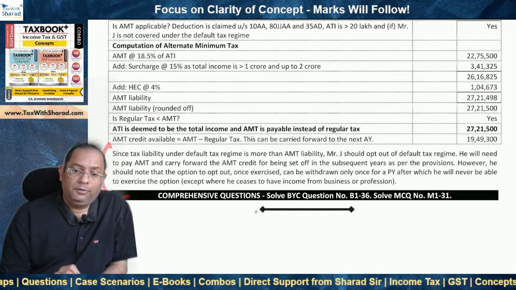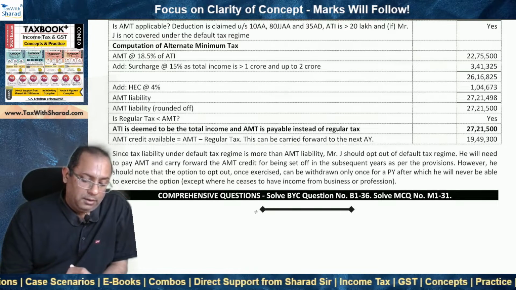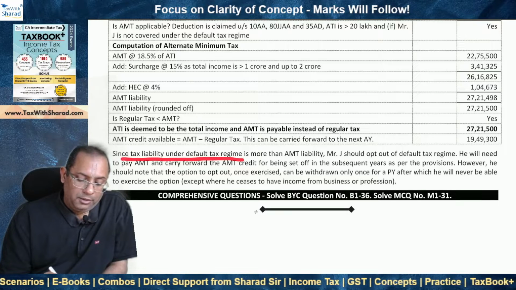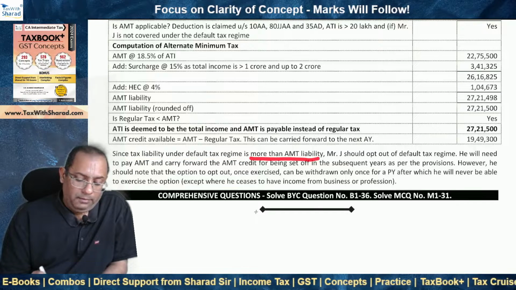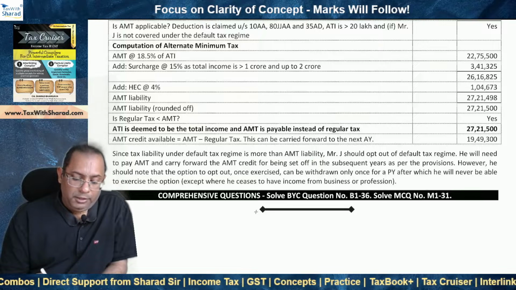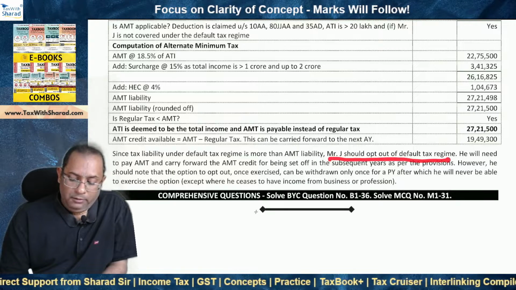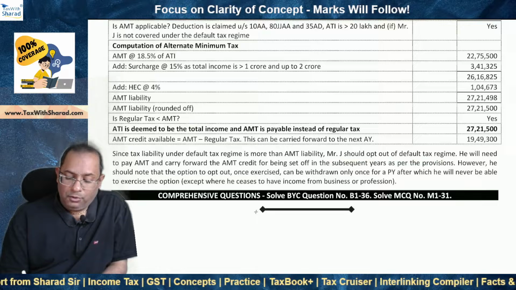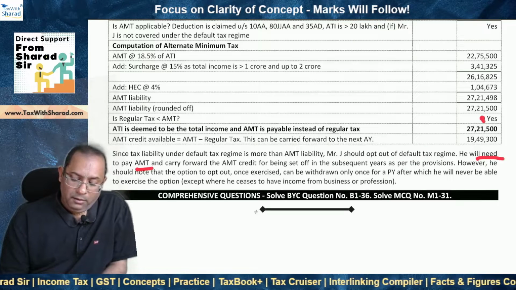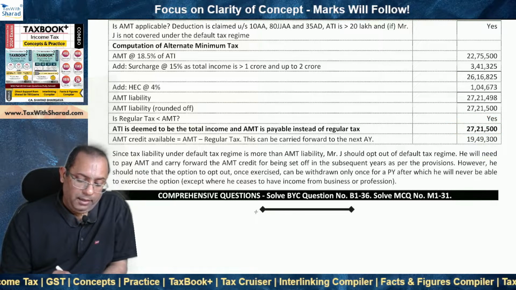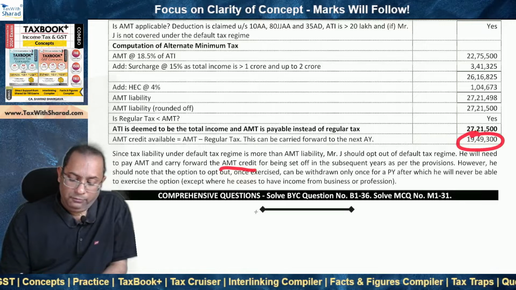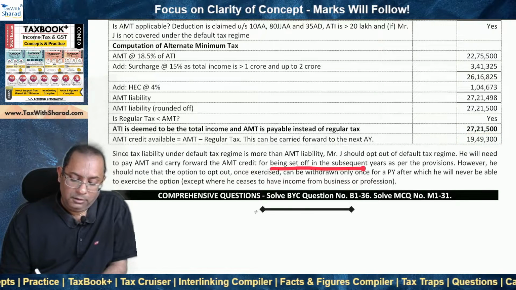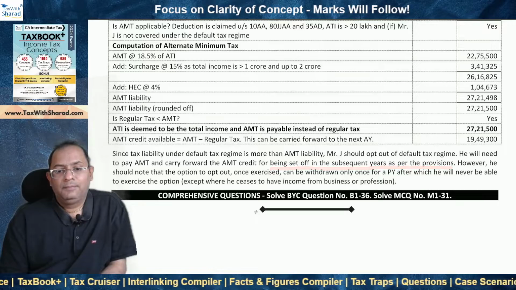It will be good to write a short note in support of your answer. Since the tax liability under the default tax regime is more than the AMT liability, what should Mr. J do? Mr. J should opt out of the default tax regime. So he will need to pay AMT of 2721500 and carry forward the AMT credit of 1949300 for being set off in the subsequent years as per the provisions.